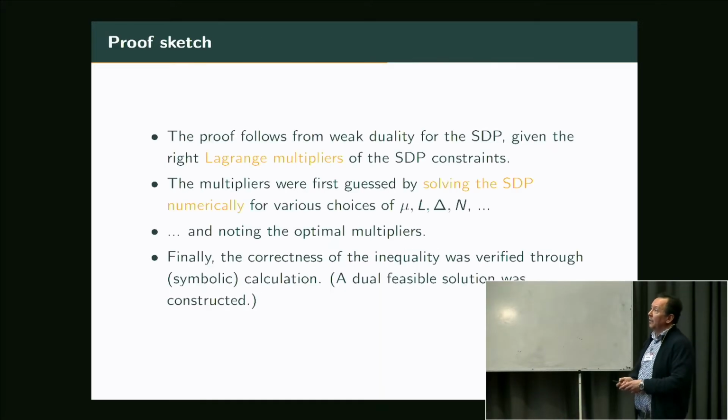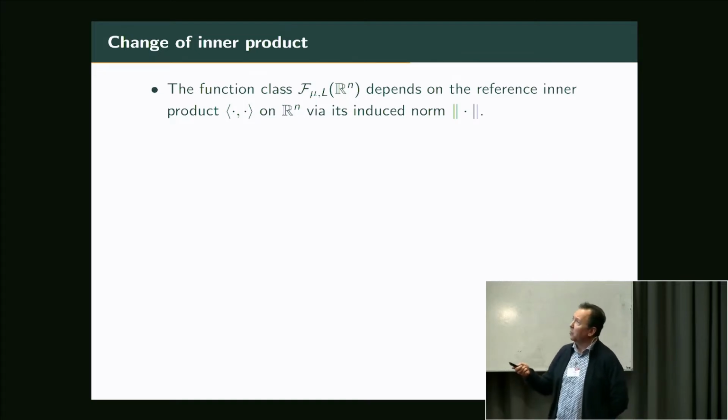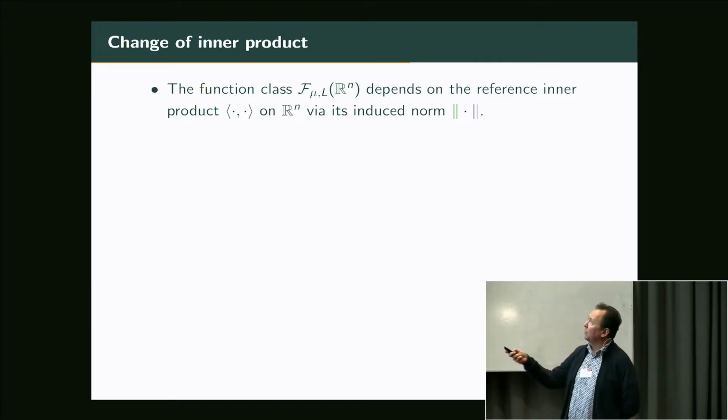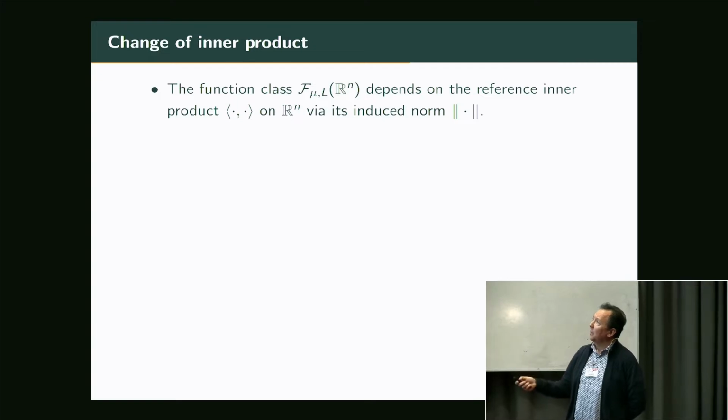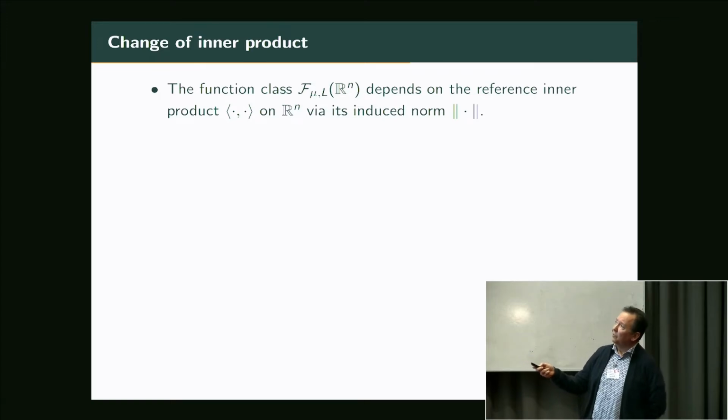Okay, so then the next thing that I would like to talk about, which is for me very interesting, is that this function class F mu L depends on the reference inner product. Why? Because it's defined in terms of a norm. So if we have an underlying reference inner product, of course that induces a norm.